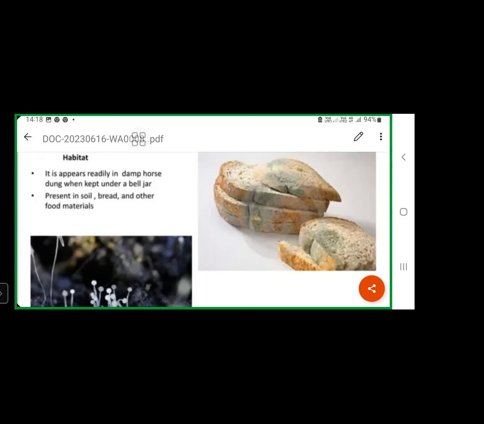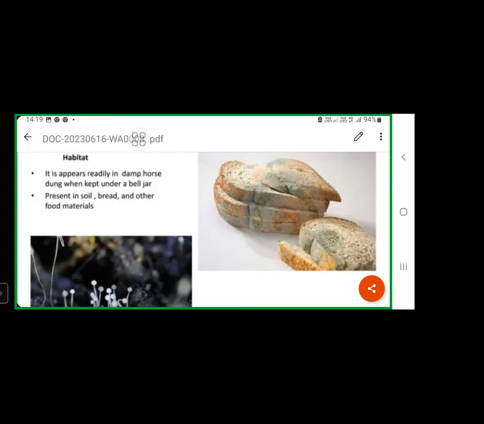Some of the species are growing as laboratory contaminants. Examples of this kind of laboratory contaminants are Mucor racemosus and Mucor mucedo. These two species, one is Mucor racemosus and another one is Mucor mucedo, are growing as contaminants in the laboratories.